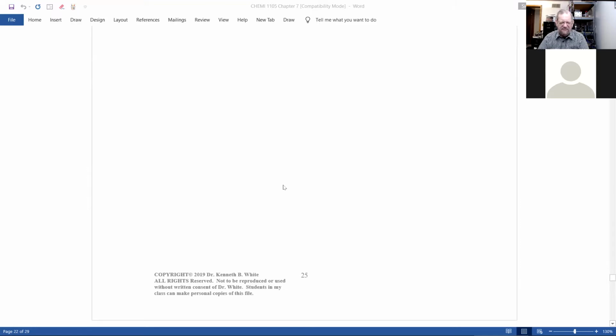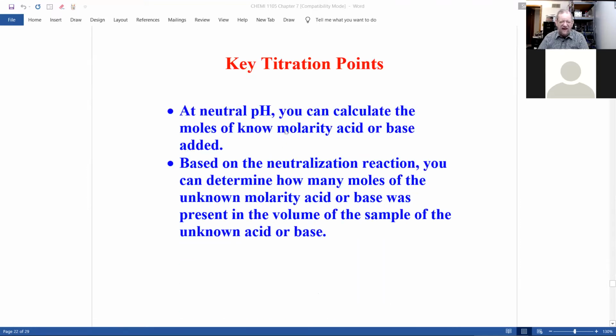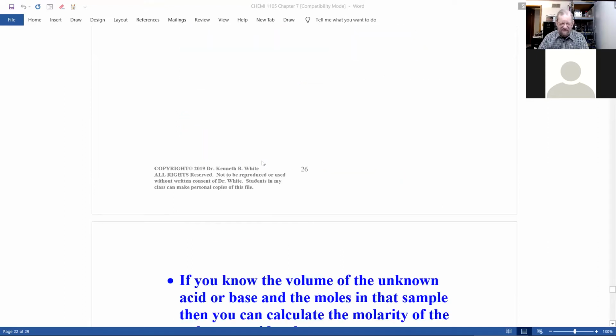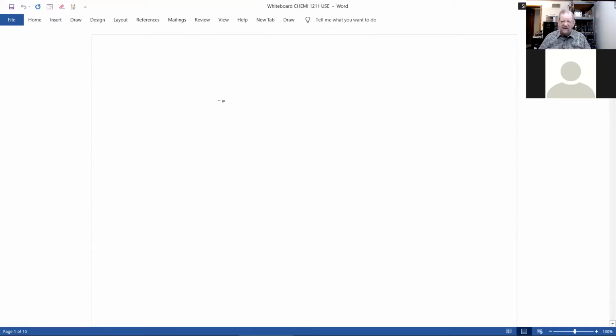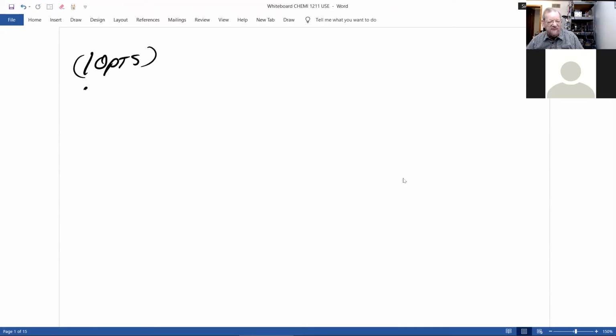Good. At neutral pH, you know the molarity and moles of the known acid or base, and you can use that to calculate the molarity of the unknown. So let's look at how to do that, because you're going to need this skill for today's lab. Let me give myself a little more room here. And remember, this is test number 4 material, but it will be for today's lab.